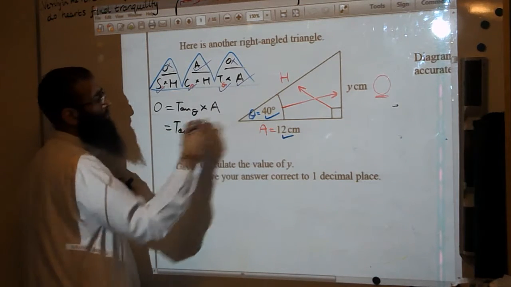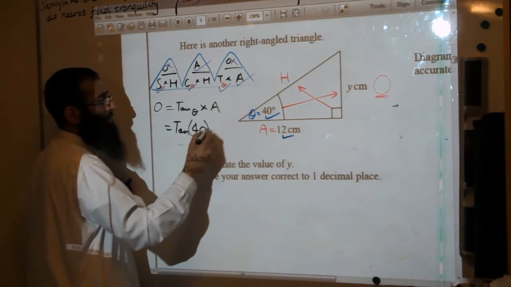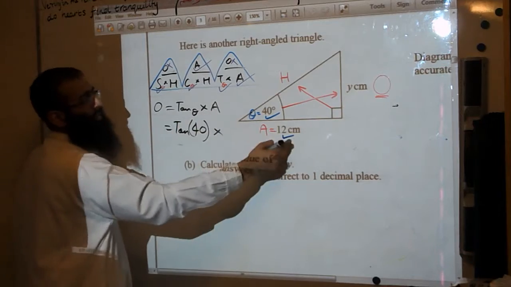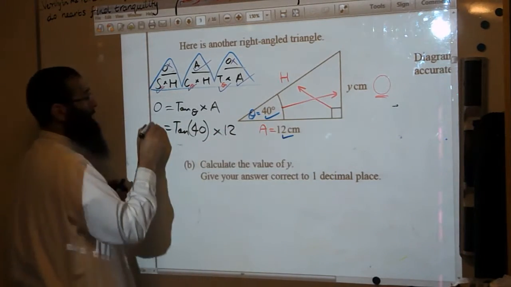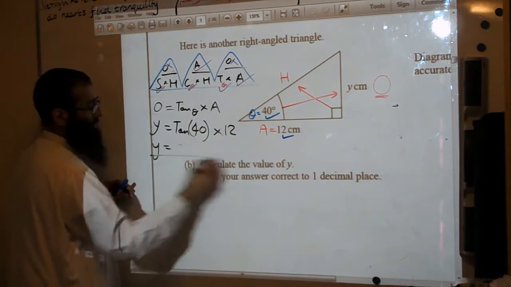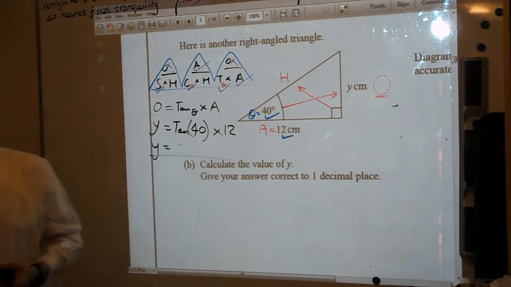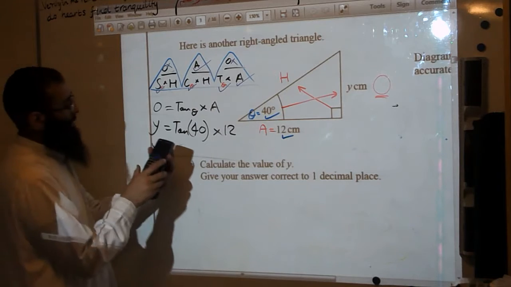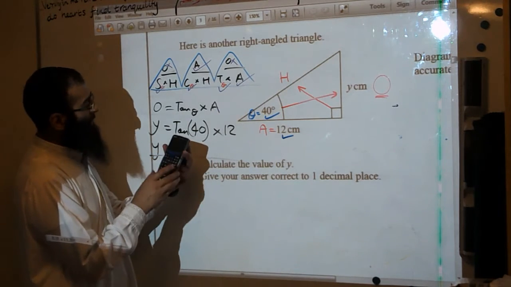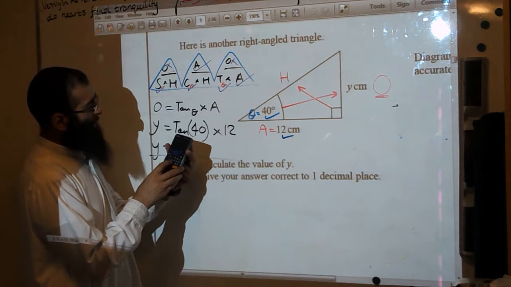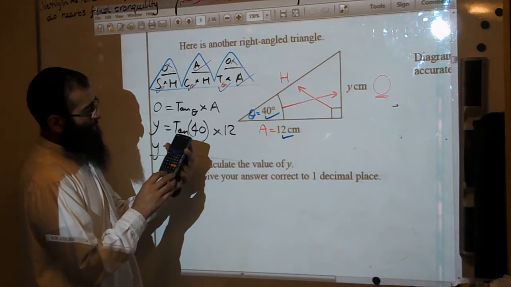What's the angle? 40. Tan of 40. What is the A value? 12. That is O, which in this case is Y in context of the question. Let's work that out on your calculators. The answer is 10.1. Do you press the normal tan button? I got 40, about 1.678.